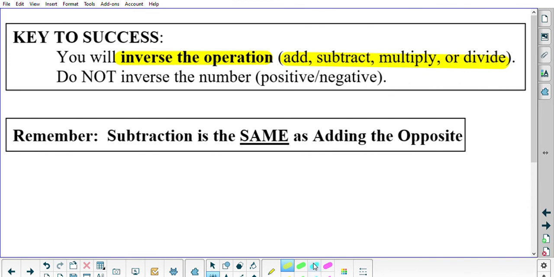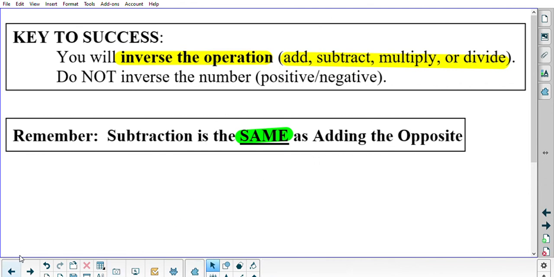Now, something else you need to remember. Subtraction is the exact same thing as adding the opposite. Subtraction is not the inverse of adding the opposite. Adding the opposite is not the inverse of subtraction. Subtraction is the exact same thing as making it become adding the opposite of the very next number. So we're talking about 2 different things here. We're talking about inverse, which does mean the opposite of the original, and then we're talking about subtraction, which is the same thing as adding the opposite.